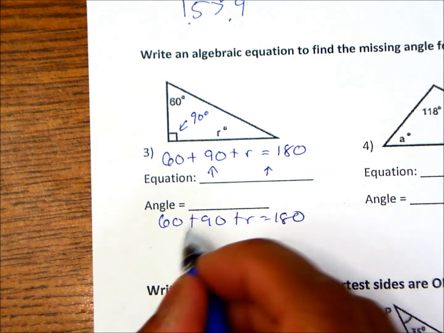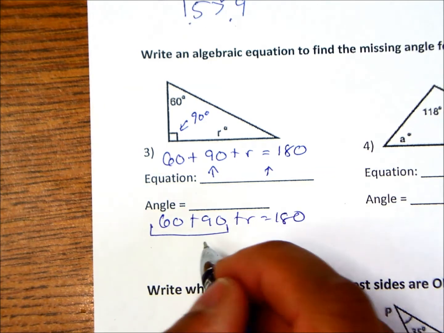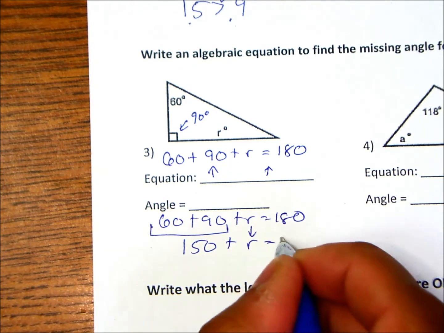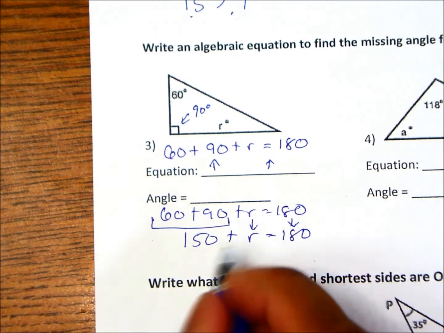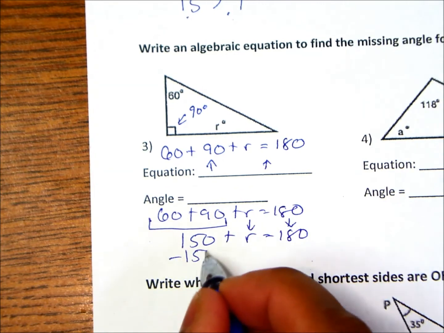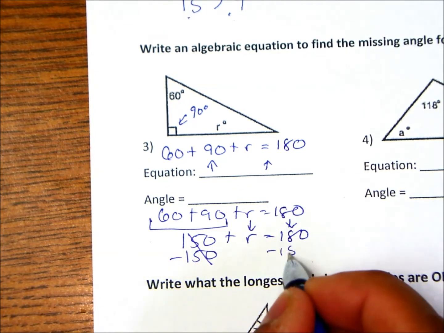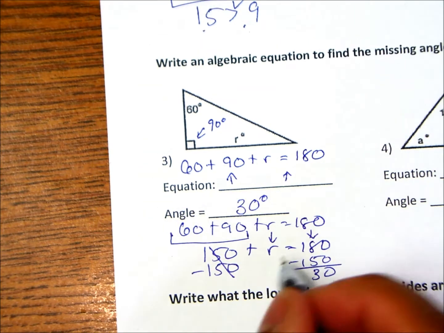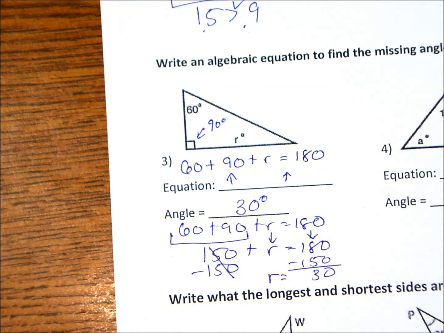So when I add them up, the order of operations, 60 plus 90 is going to get me 150. Bring down your r. Bring down your 180. Now, I want r by itself, so do the inverse operation. Subtract each side by 150, and you find out that your missing angle, or r, is equal to 30 degrees.